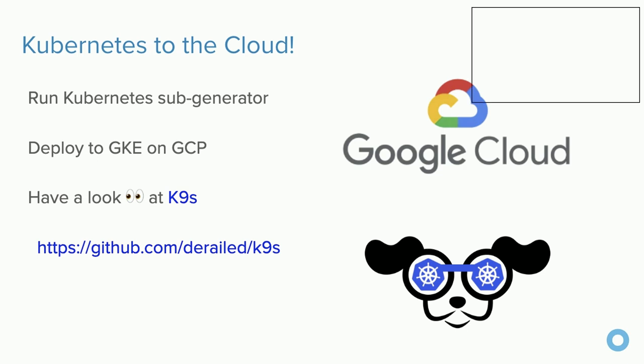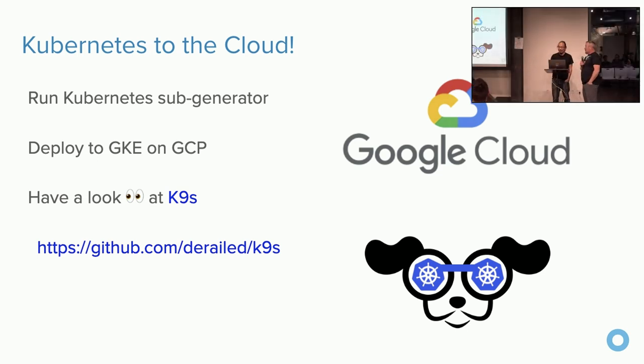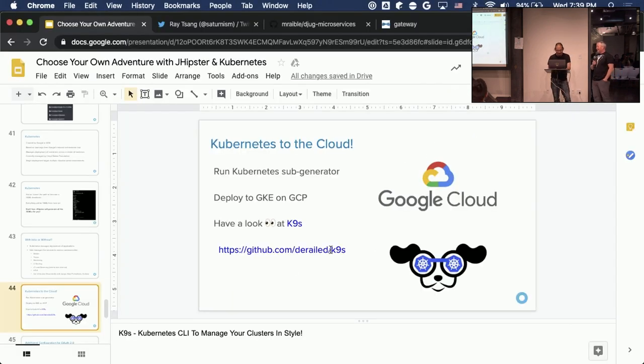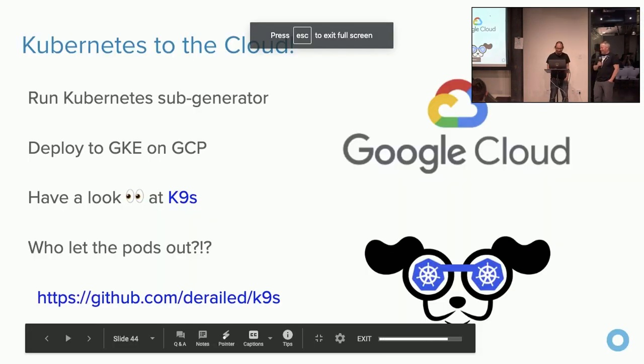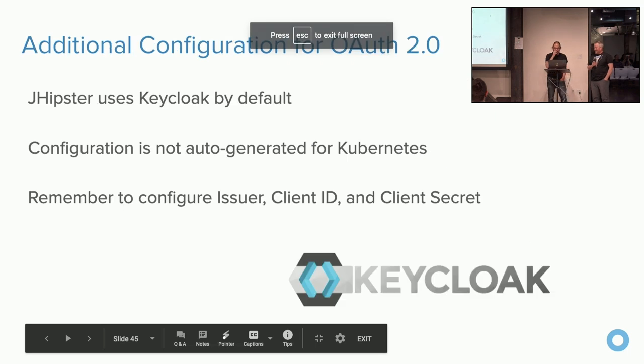Do you say K9S or K9s? K9s. Oh. Right, like a pack of dogs, right? K9s, got it. Like the logo. That's awesome. Yeah, very cool. Who let the pods out? We need to. Woof, we need. Woof. We need to put it here. Yeah. There we go. Done. Awesome.